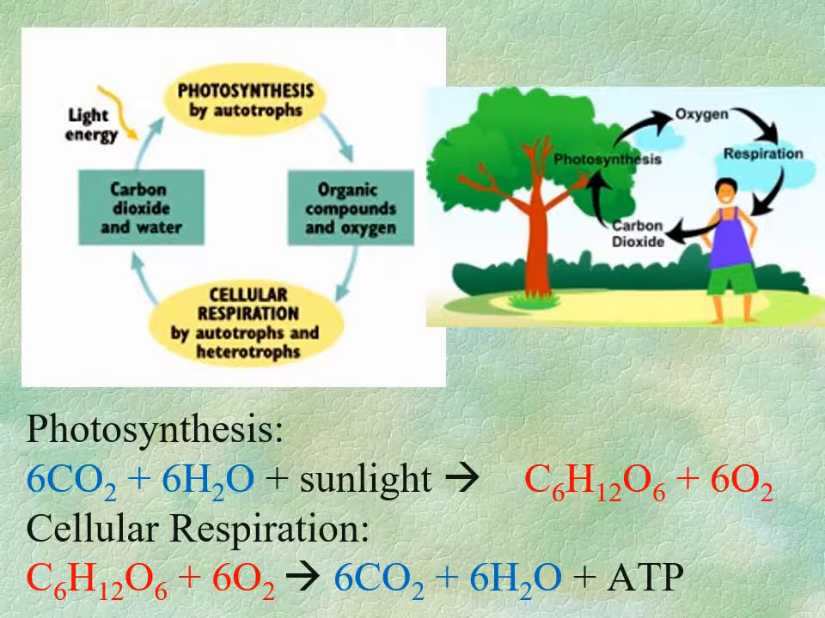Now cellular respiration, which is what we do when we use that energy and breathe out, that's glucose plus oxygen yields carbon dioxide, water, and ATP. ATP is adenosine triphosphate, which is the energy that the body needs to use. So we take this glucose and turn it into energy. Think of it as kind of like a battery.